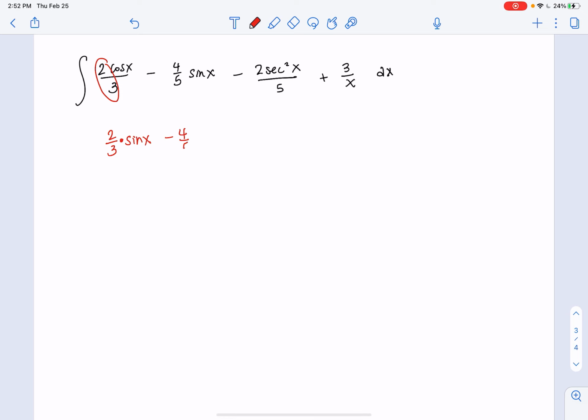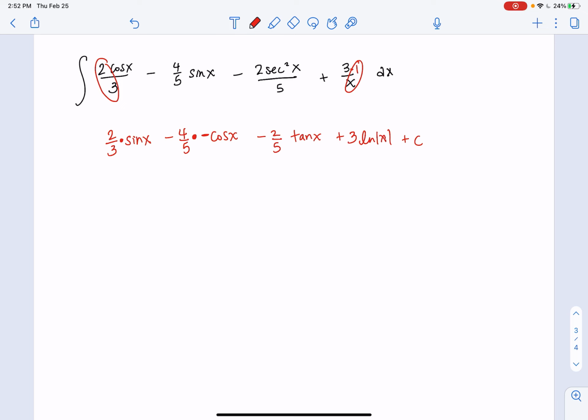Okay, hopefully you had a chance to pause. The integral of sine is negative cosine. So we're going to write times negative cosine x. And then we have a minus 2 over 5. Integral of secant squared is tangent x. And then for this last one, it could be a little bit tricky. Hopefully, though, you recognize that you could write that as plus 3 times 1 over x. And so the integral of 1 over x is the natural log of the absolute value of x, with a plus c at the very, very end.